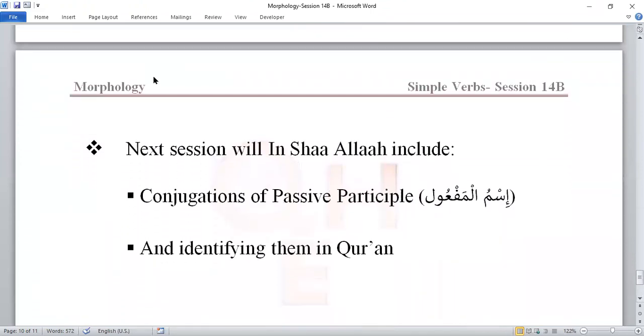In the next session, inshallah, we are going to look into conjugations of passive participle, ismul maf'ul. Ismul maf'ul are those nouns, in general, we can say objects on which the action is performed. Okay, and inshallah, we are going to look into Quran also.